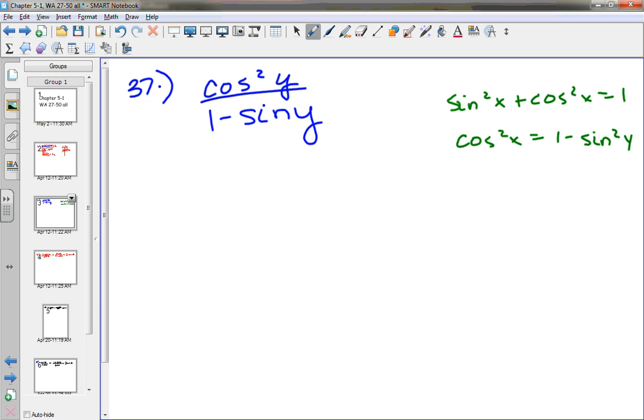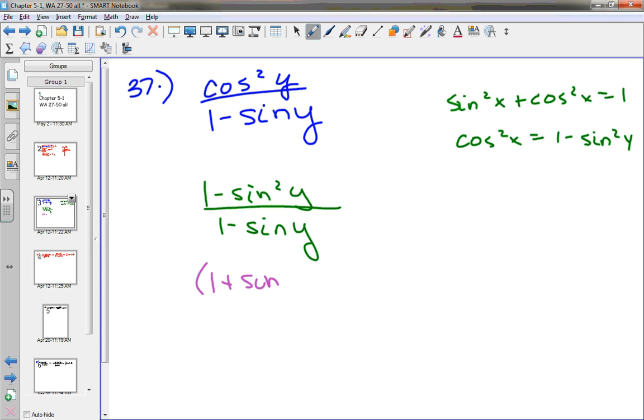Now, every place I see the cosine squared, I simply am going to put in there 1 minus the sine squared of y, all over 1 minus the sine of y. Now, I'm not done, though, because I cannot cancel that out yet. Because they're not squared. You know what I'm saying? Now, with that said, I need to factor the top. So if I factor the top, that's going to give me 1 plus the sine of y times 1 minus the sine of y, all over 1 minus the sine of y.